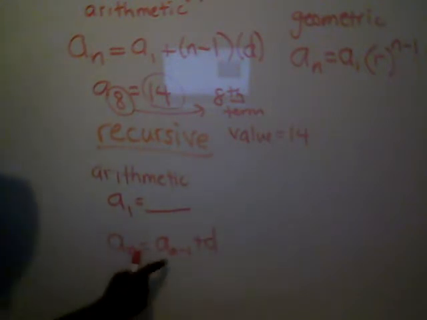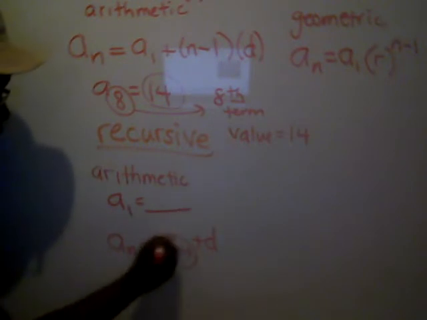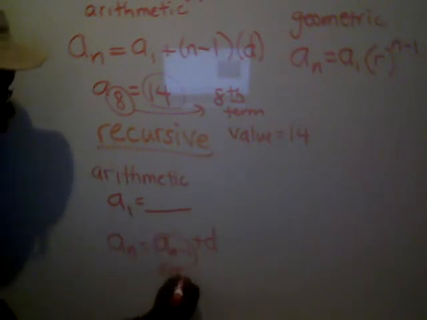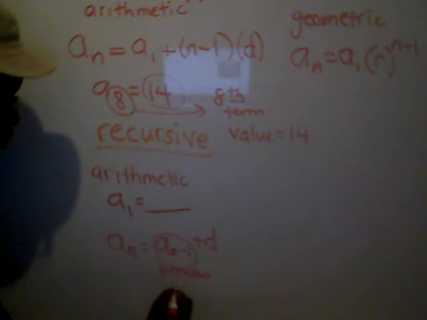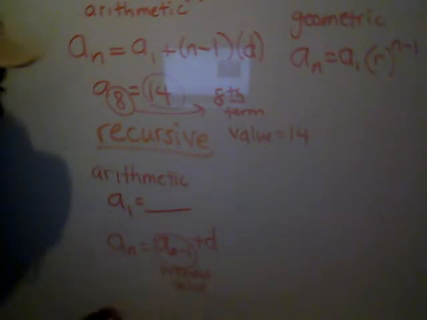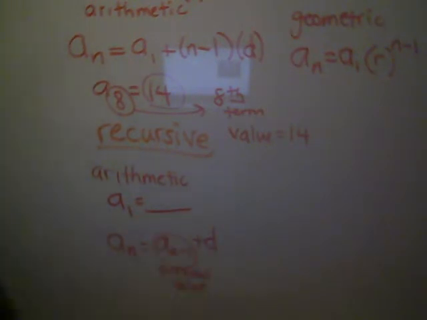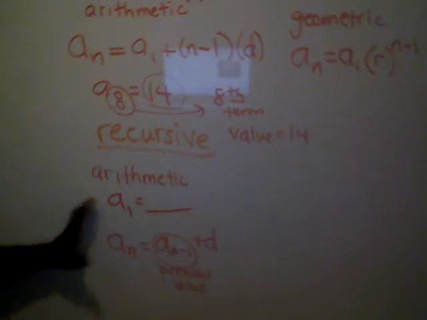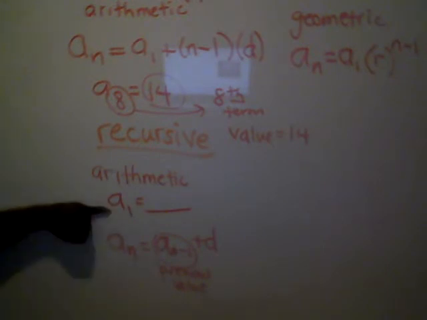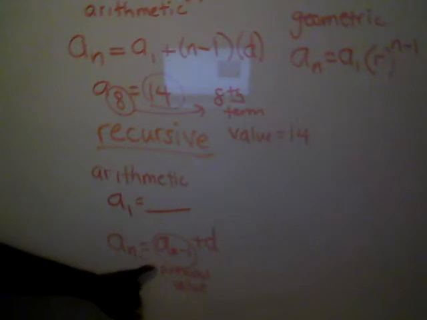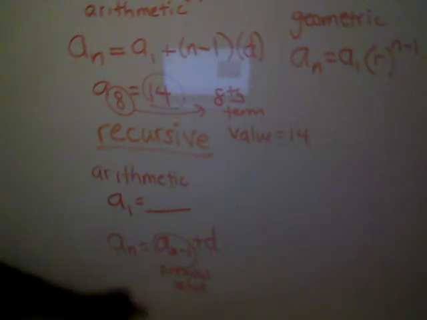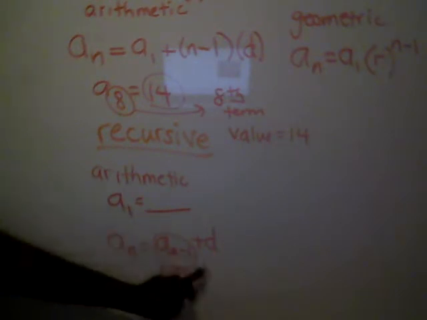And so a sub n minus 1, this right here, just means take the previous value. We know d is the common difference, that's what we're adding. So if someone is looking at an equation that's in recursive form, they would know this is the first value, and what you're telling them is if they want to create the sequence, all they have to do is take the value before and add a number to it.